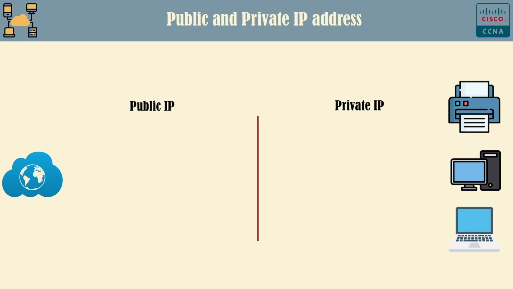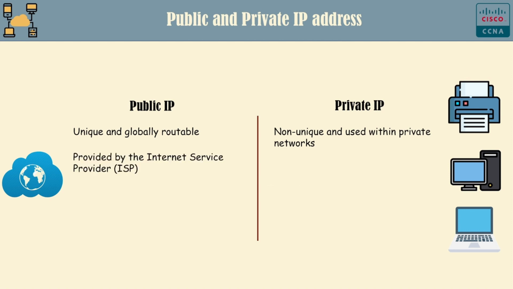Let's figure out the differences between public and private IP addresses. Public IPs are unique and globally routable. A public IP address is unique across the entire Internet and can be accessed from anywhere in the world. While private IPs are non-unique and used within private networks, private IP addresses are not globally unique and can be reused within different private networks without conflict.